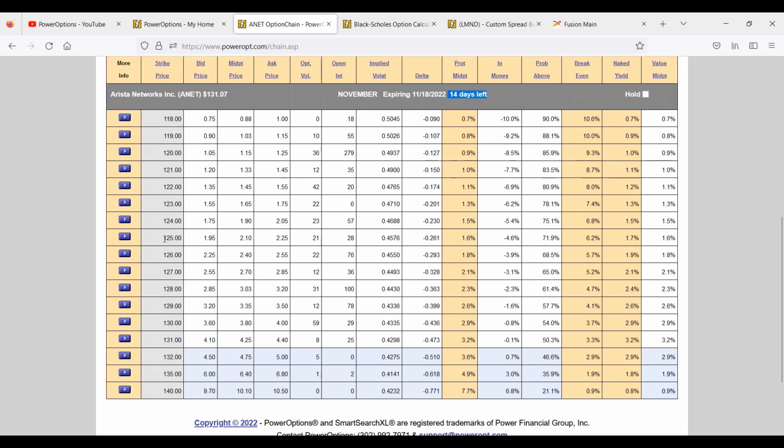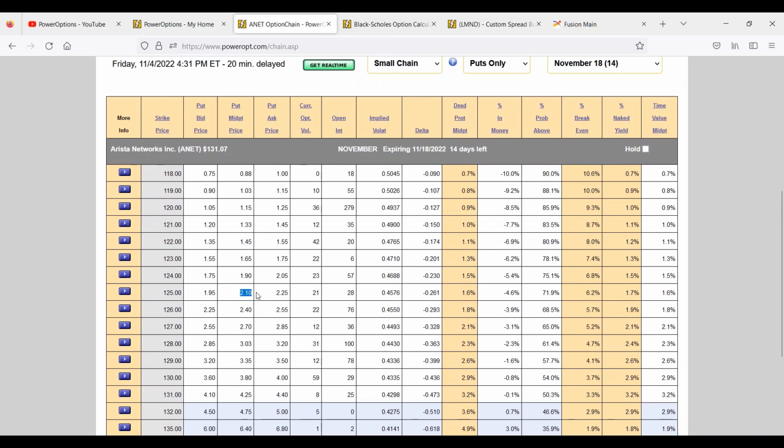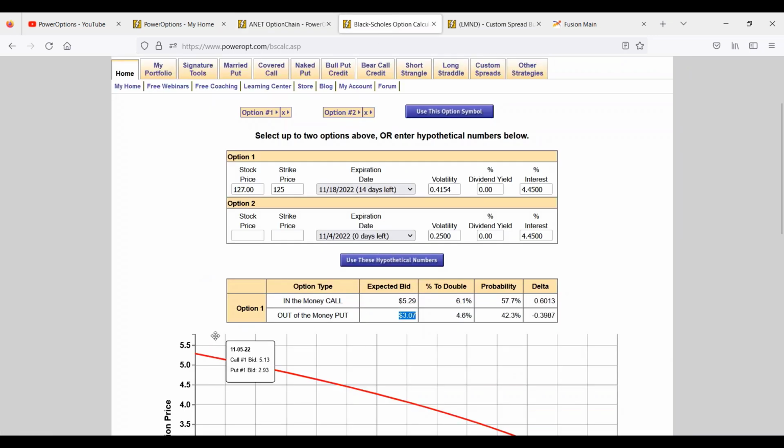So I'm going to say if the stock was trading at 125 exactly, we might see a theoretical value in a day or two of 420. It has to be at the money in order to see that price. Let's give it a go. Change our stock price to 125. Put strike price here.